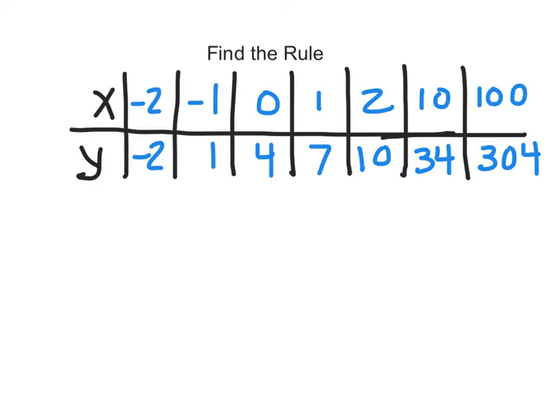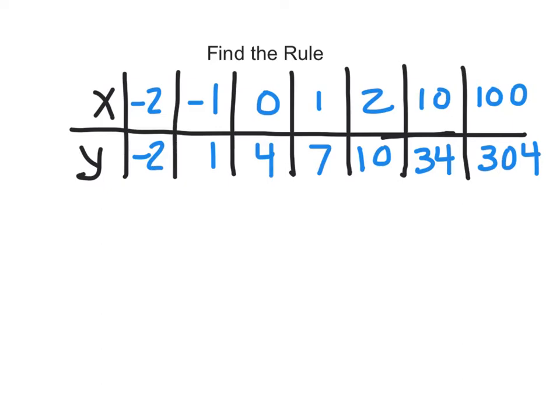So this is what we've been doing the last couple weeks in class, where up on the board I'll have some numbers for x and y, and then we try to figure out what the rule is, what we would do to the x in order to make it equal to y.